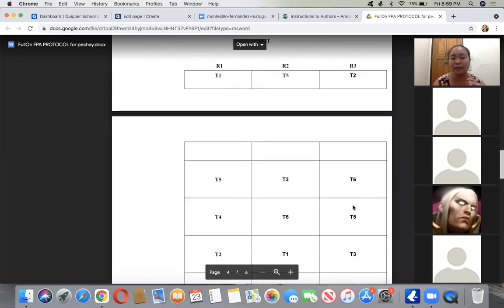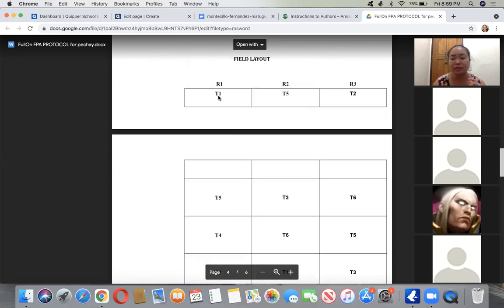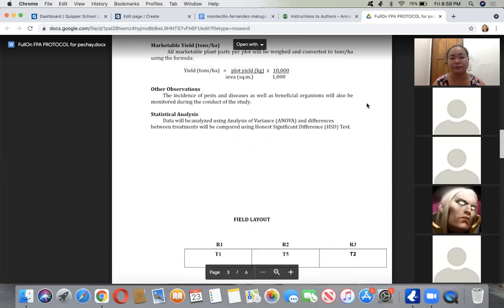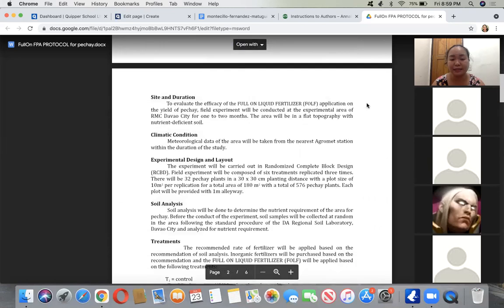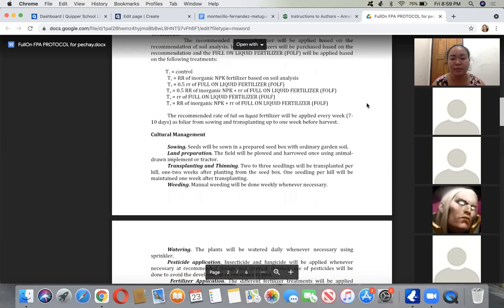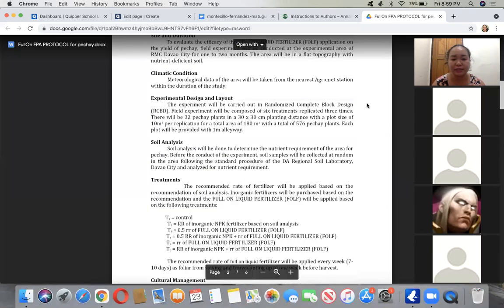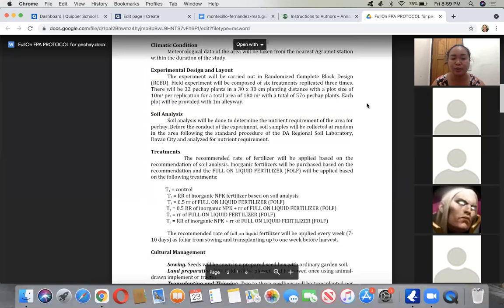So pag kumuha ka ng data, ang tawag mo dyan sa plot na yan ay T1 replication 1, T5 replication 1, and so on. And this is T5 replication 2 and so on. And T2 replication 3 and so on. Yan. So, yun yung example ng randomized complete block design. So, makikita nyo mamaya ang difference ng completely randomized.